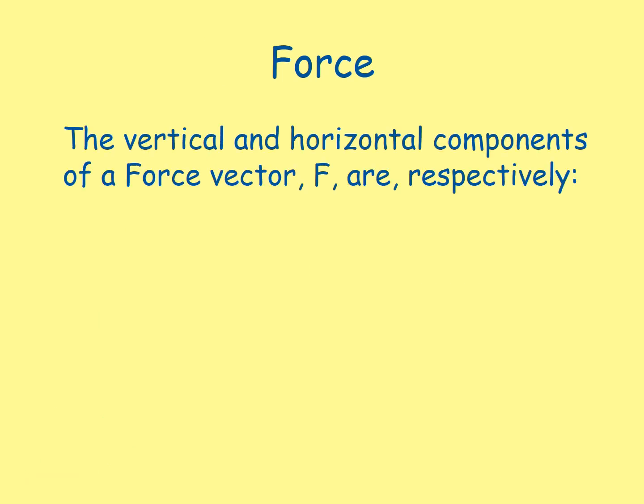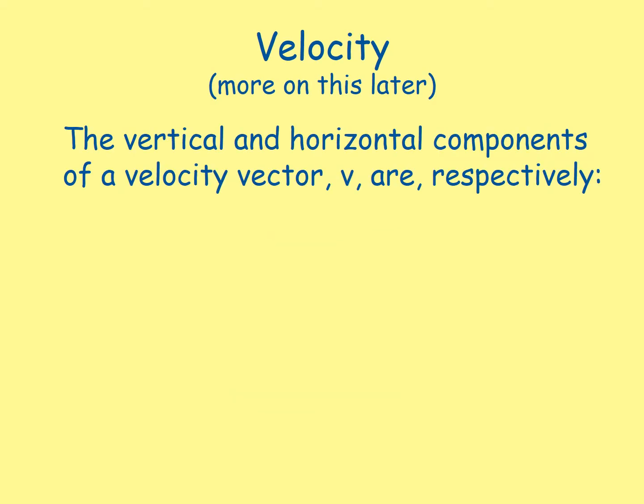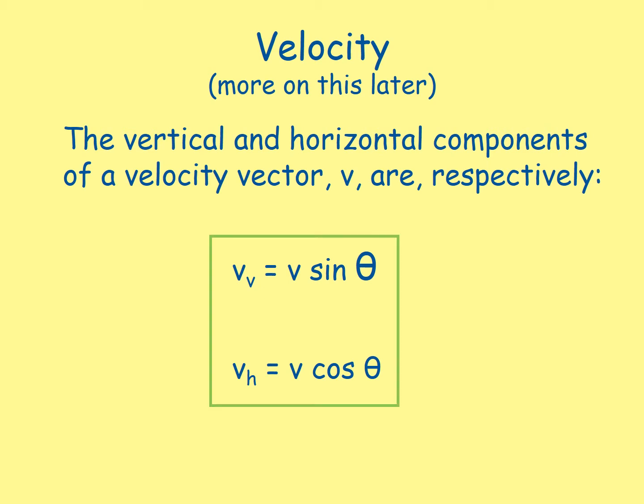Force. The vertical and horizontal components of a force vector are, respectively, Fv equals F sine theta, where F is our force, and V stands for the vertical component of it, and Fh equals F cos theta. Velocity. We'll talk a little bit more about this later. The vertical and horizontal components of a velocity vector, V, are, respectively, the vertical component of the velocity equals V sine theta, and the horizontal component of the velocity equals V cos theta.